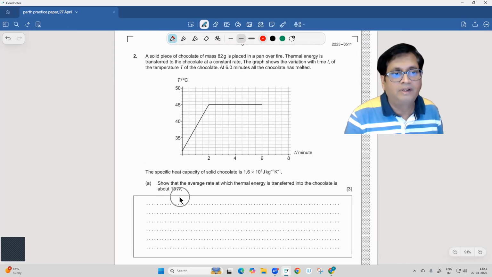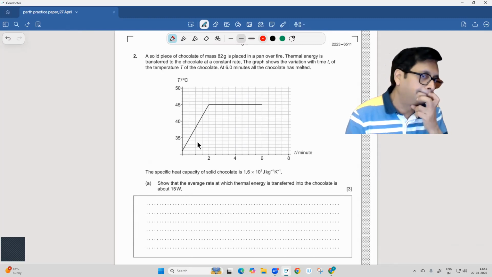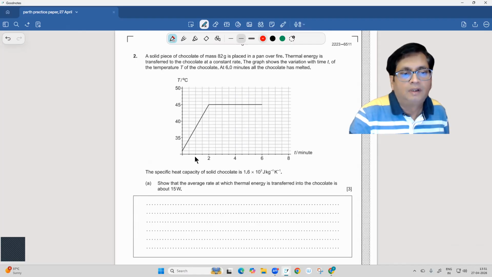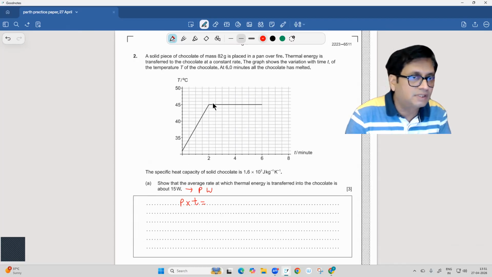Now, the specific heat of chocolate is given to us. Show that the average rate at which thermal energy is transferred, we have to find that. So look. Let the average rate of thermal energy transfer be P. Then P into t is the total heat during this phase.